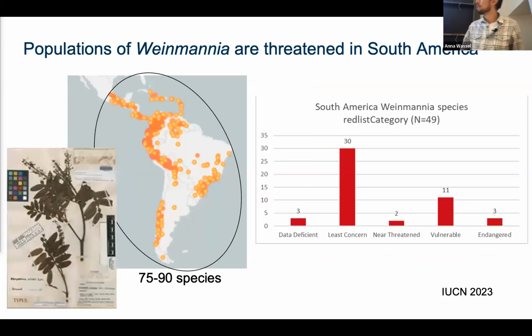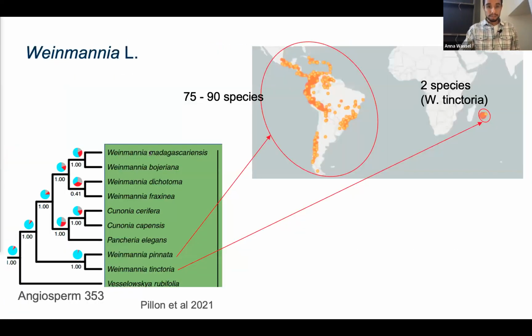So some aspects about the conservation of these plants. In the Americas, the deforestation of mountain ecosystems is the main threat to Weizmannia populations. And as we can see here, out of 49 species evaluated by the IUCN, 16 fall under a threat category, including 3 endangered species, including, say, Weizmannia costulata from Ecuador, for instance.